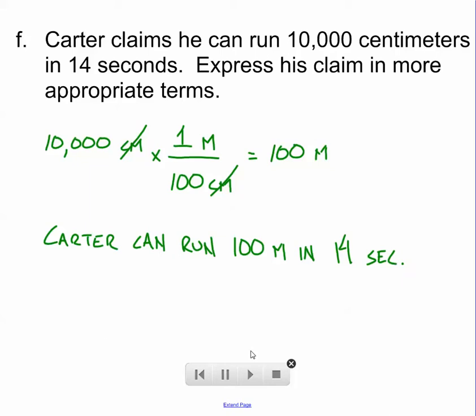You got nothing to be ashamed of there, okay? Don't try and impress us by saying 10,000 centimeters. There's nothing wrong with your 14-second time. That's pretty good. Be proud of it for a 100-meter dash.